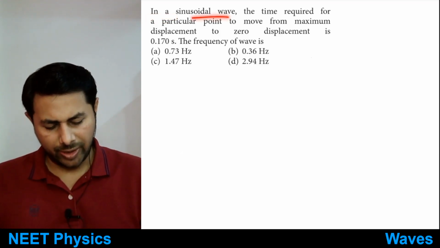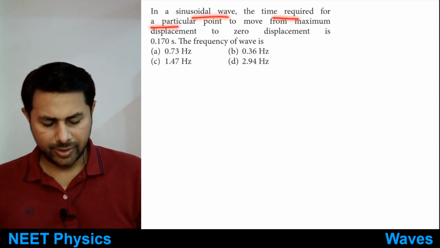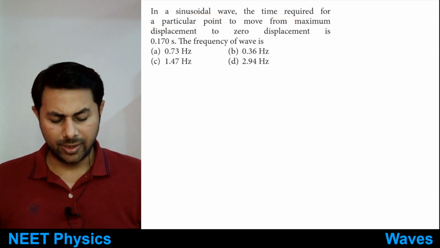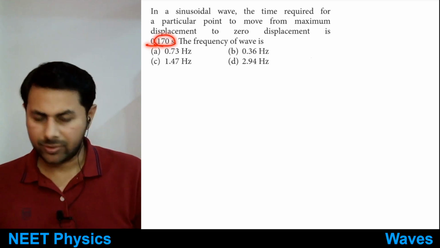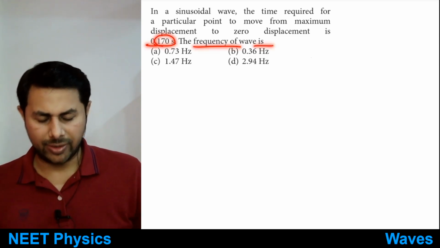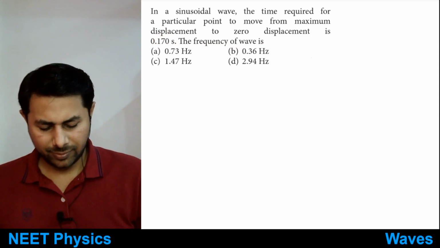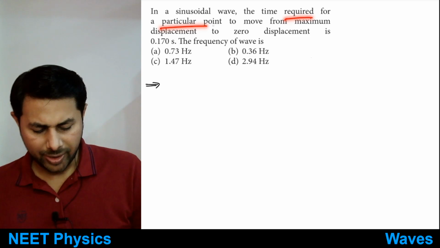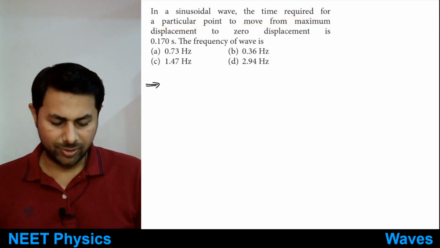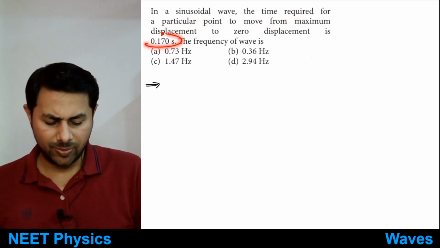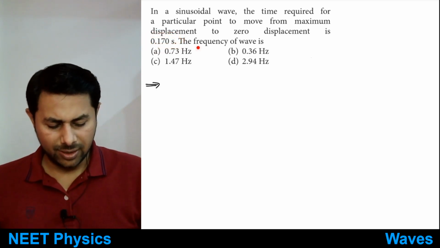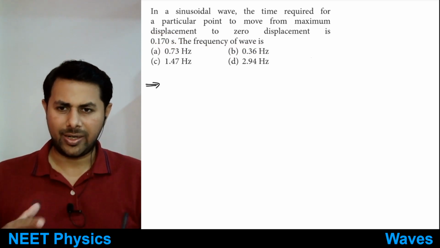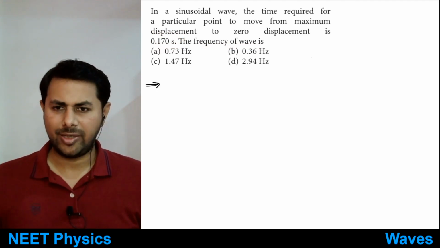In a sinusoidal wave, the time required for a particular point to move from maximum displacement to zero displacement is 0.170 seconds. The frequency of the wave is, tell me. Okay, how much time is required to go from maximum to zero displacement?